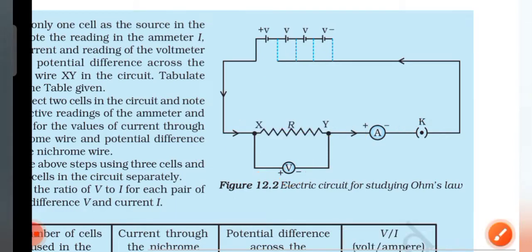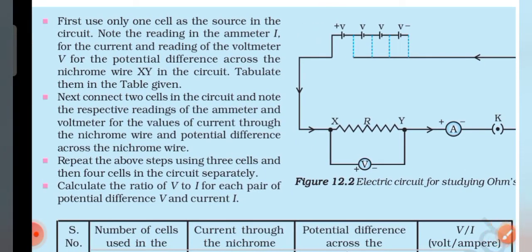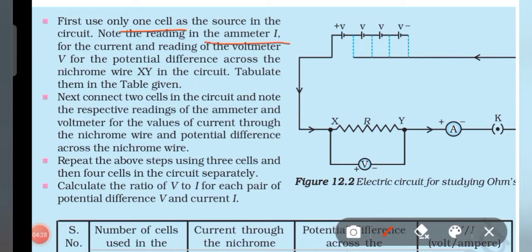First of all, you have to use only one cell as the source in the circuit. Now you have to note down the reading in the ammeter for the current and the reading of the voltmeter for the potential difference. The voltmeter is used for potential difference and the ammeter for current across the nichrome wire XY. This is the place for the nichrome wire.